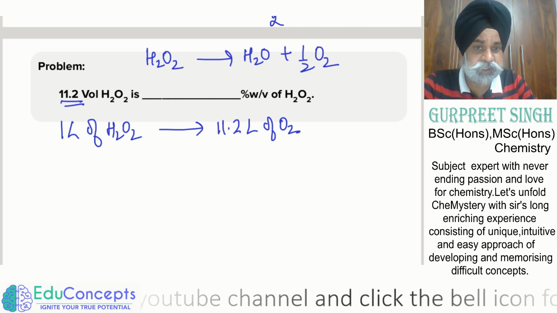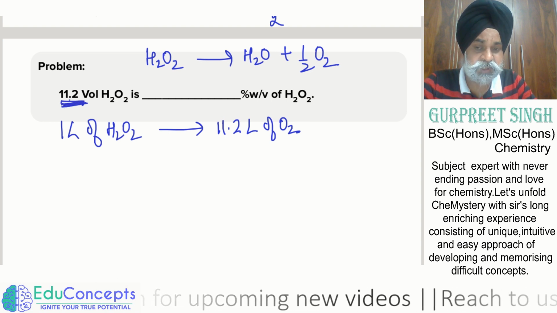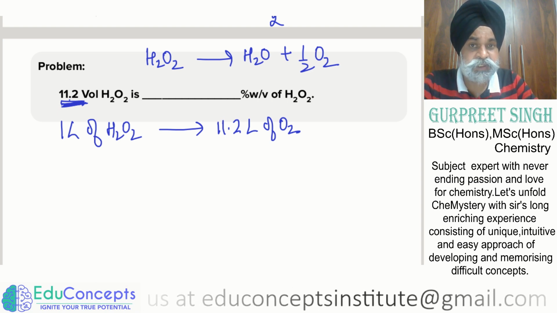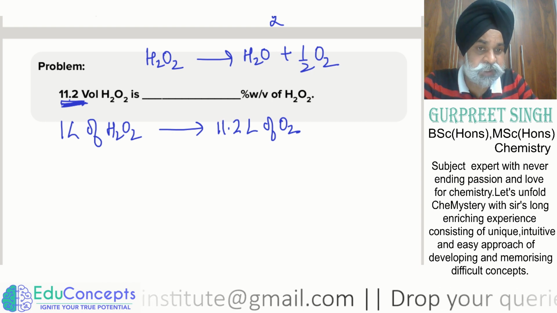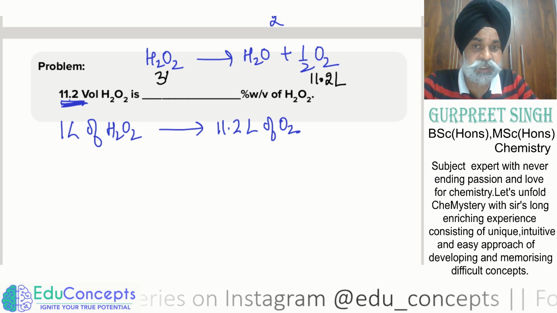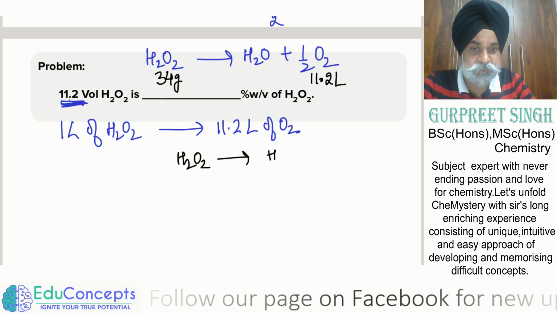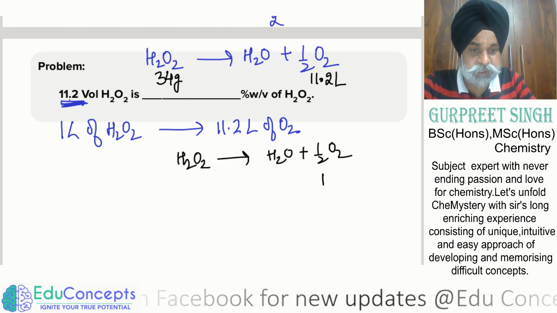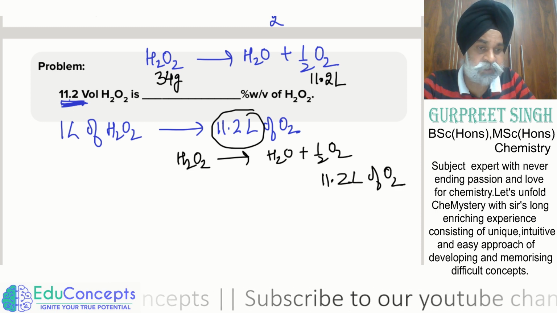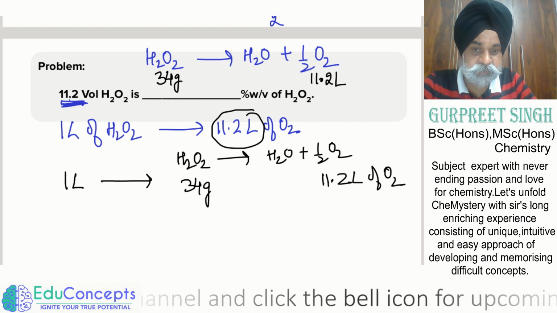So what does it mean, that 1 liter of this H2O2, which is having volume strength 11.2, on thermal decomposition would give me 11.2 liters of oxygen. So from here I can see very well that for getting 11.2 liters of oxygen I should require 34 grams. So let me write it here once again. H2O2 gives me this and this. I am interested to evolve this much liters of oxygen. For that I require 34 grams, and this is present in 1 liter. So this is the basic relation.